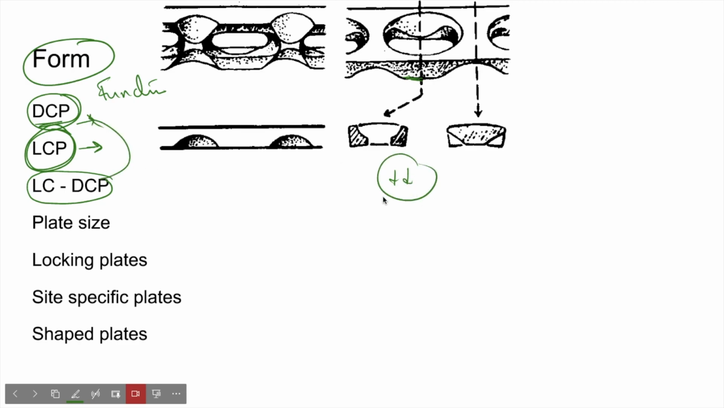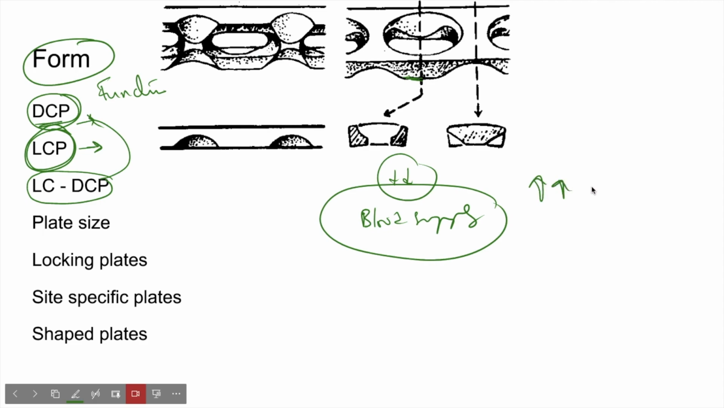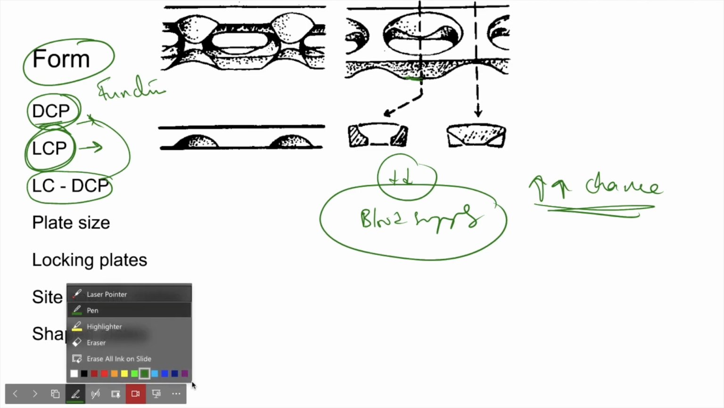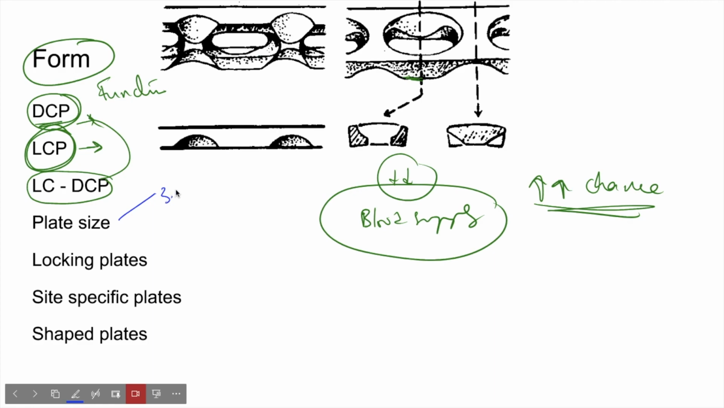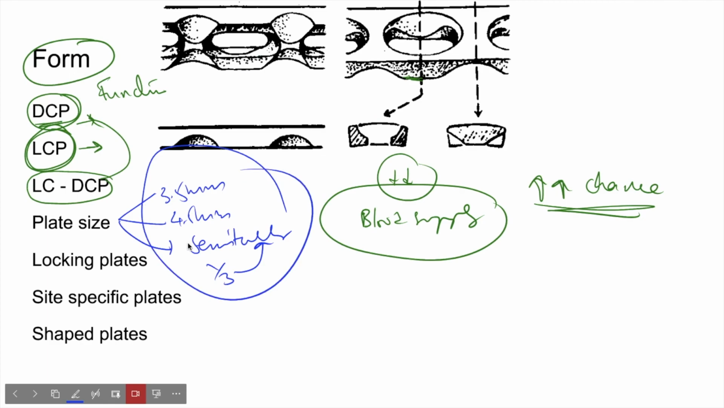When you decrease the contact between the plate and the periosteum, the disruption of the blood supply to the bone is much lesser, and therefore, theoretically at least, there is an increased chance of union of the fracture. Based on the plate size, you can classify the plates as, for example, a 3.5 millimeter plate or a 4.5 millimeter plate, and you also have the semi-tubular plate or one-third semi-tubular plate, and such types can be classified and described by plate size.